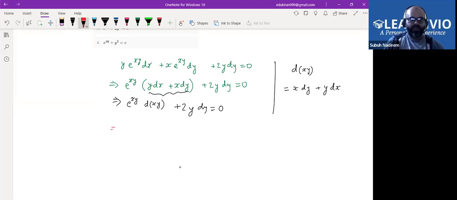Now you take xy as t here in the first one. So it is e to the power t dt. And don't take anything here. So let t is equal to xy. And then you integrate both the sides, they are already variable separable, t term with dt, y term with dy. Do the integration and finally put t as xy.